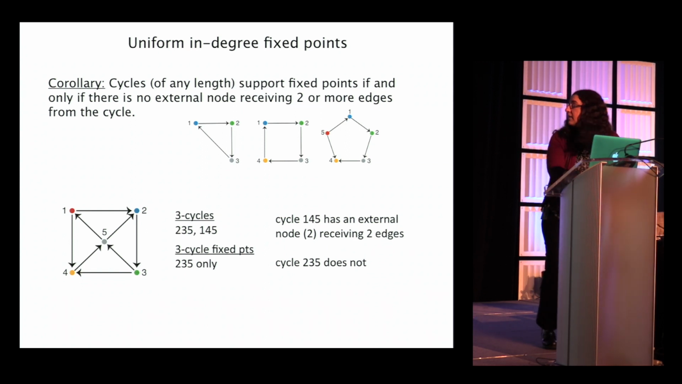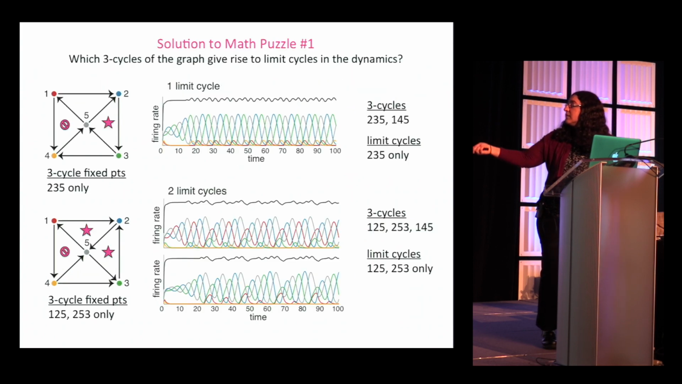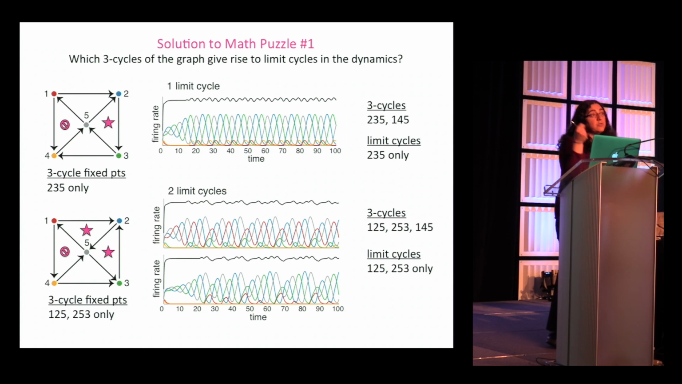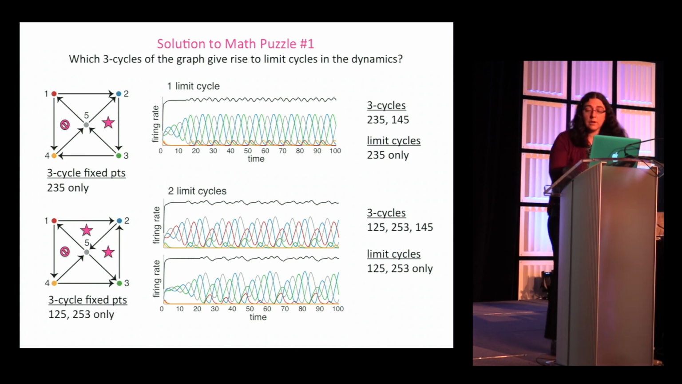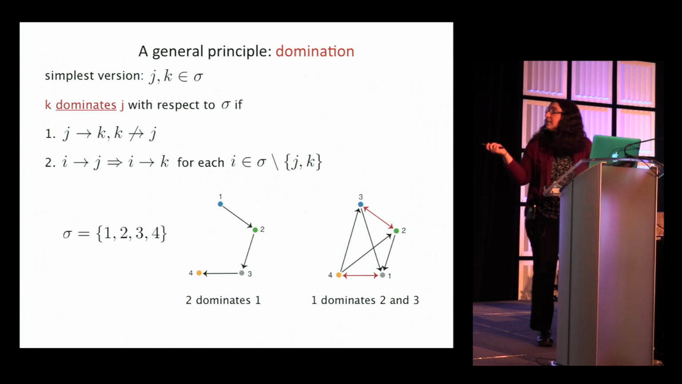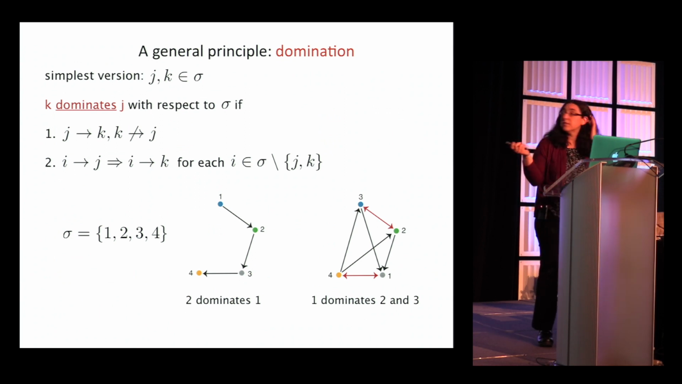Okay? And this explains the full puzzle. It also explains the ones down here. It's precisely when the fixed point survives, which is precisely when there is not an external node that gets too many edges from that subgraph. Okay. So there's another general principle underlying this, coming from one of those technical results, which we call domination.